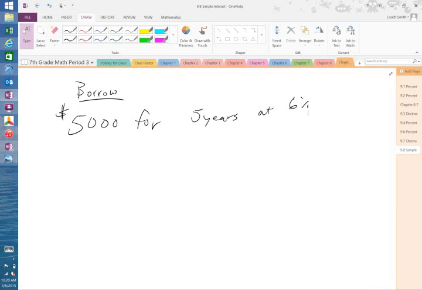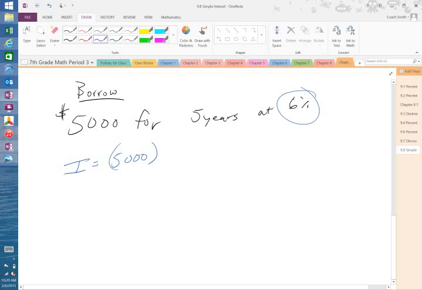So, to figure out what my interest is going to be, I simply take interest equals 5,000 times the rate. The rate is 6%, so that is 0.06, times the time, which is 5 years. Where I got 0.06, I took 6%, took the decimal and moved it 2 places to the left, because we can't multiply a percent without changing it to a decimal or a fraction.